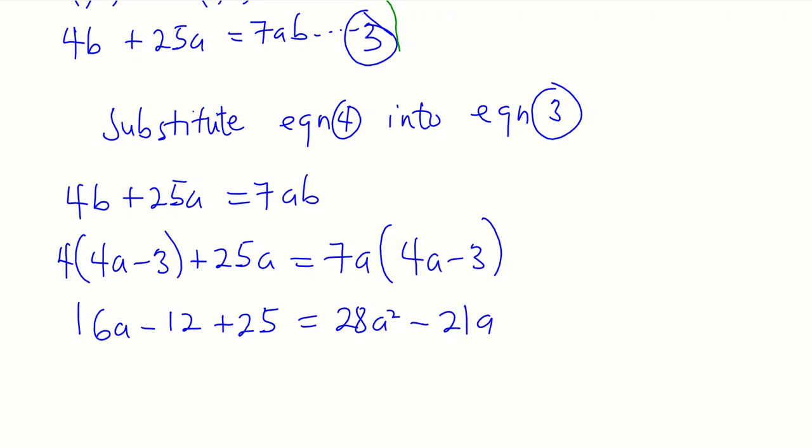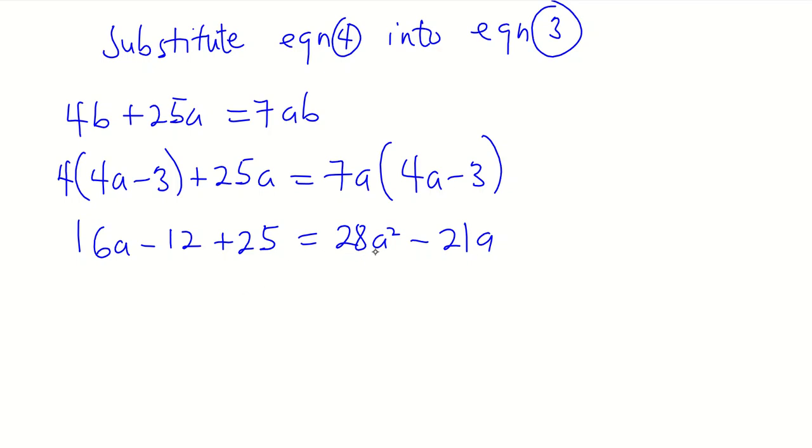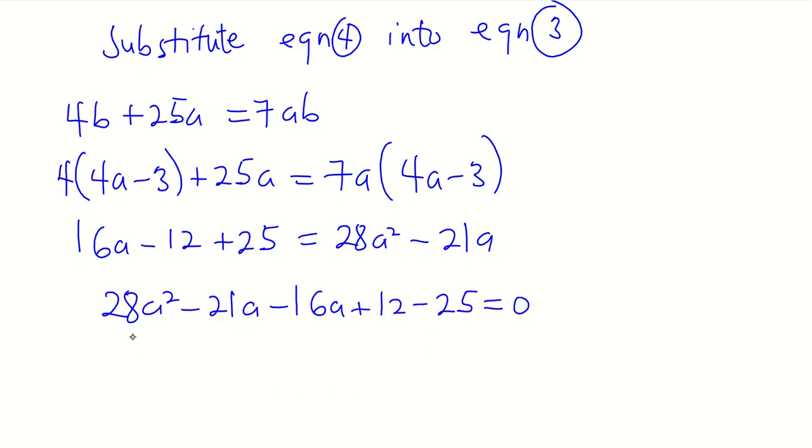Now we can group like terms because we can see a quadratic equation appearing here, which means we can send everything to the right hand side, then we equate to 0. So you have 28A squared minus 21A, you have minus 16A, and we have plus 12, and minus 25A is equal to 0. So we have 28A squared, now minus 21 and minus 16 is going to give us minus 37.